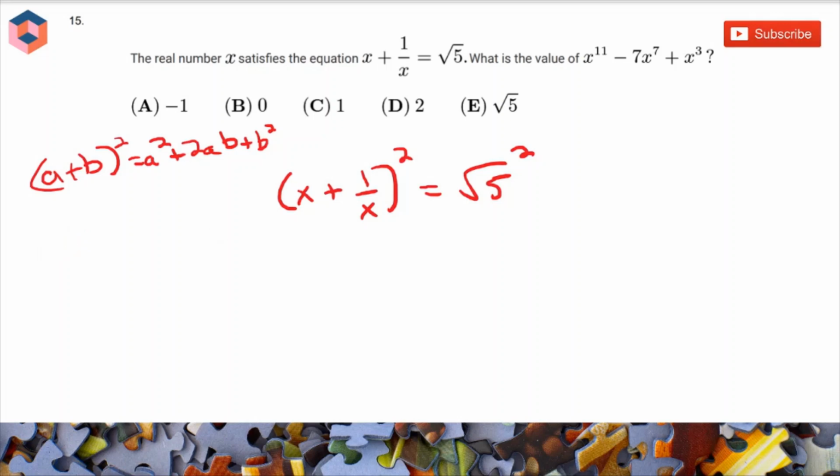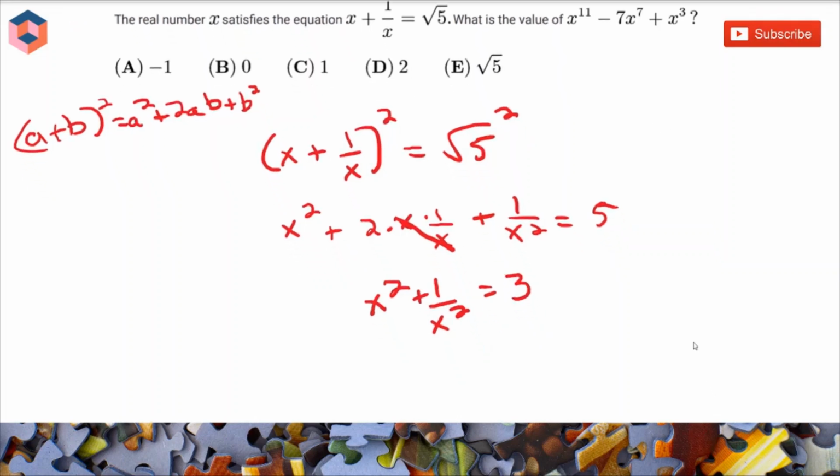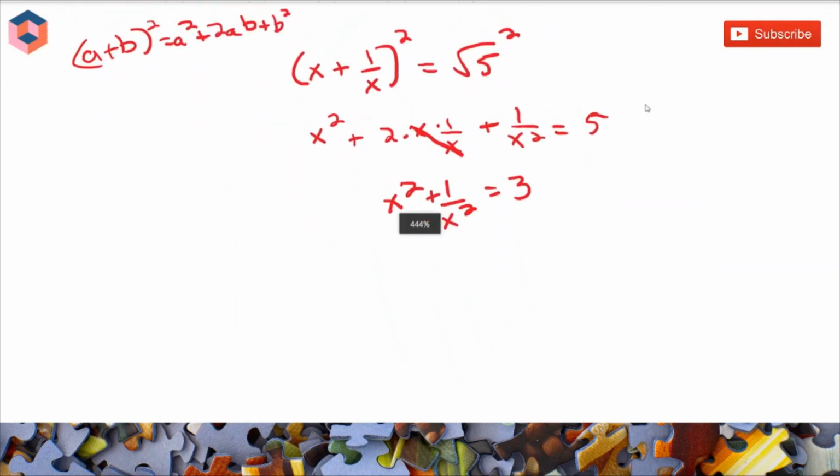Okay, so let's apply the same here. We square the x to get x squared. Then we multiply by 2 times x times 1 over x. And then we add 1 over x times 1 over x, or 1 over x squared, is equal to 5. Now the x's cancel here, so that we have x squared plus 1 over x squared plus 2 is equal to 5. We still have a 2 on the left side, so we have to subtract 2 from both sides to get 5 minus 2 is equal to 3.